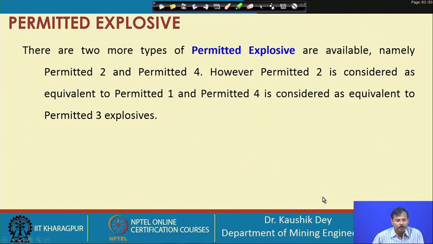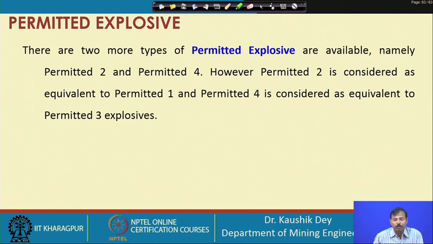So, permitted explosive 1, 3 and 5 is now well known to you. Permitted 1 is for degree 1 cut blasting, permitted 3 is for degree 2, degree 3 cut blasting, permitted 5 is for solid blasting for all degree 1, degree 2, degree 3 mines.